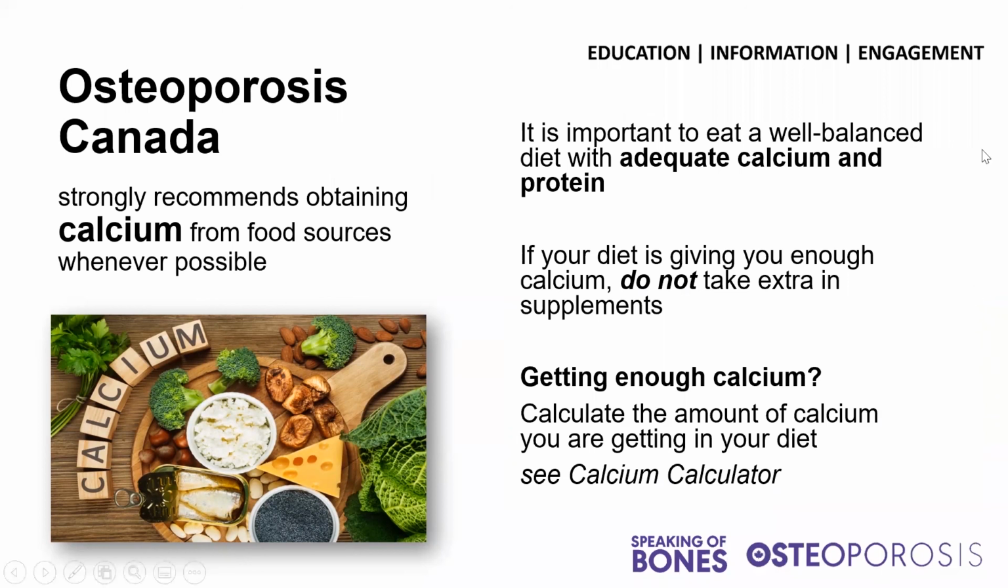It's important to eat a well-rounded diet with adequate calcium and protein. If your diet is not giving you enough calcium, do not take extra in supplements. It's important to figure out how much calcium you're getting before you decide to take a supplement. So how do we calculate how much calcium we're taking?